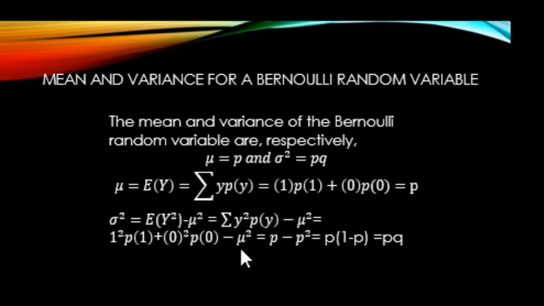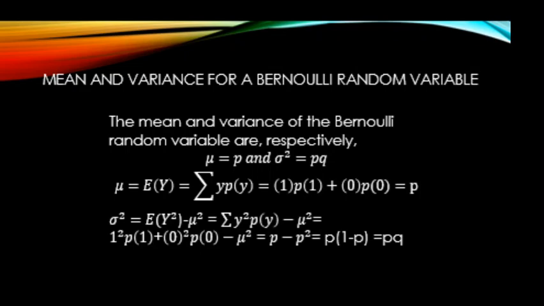Sigma squared, again, we know it's the summation of Y squared times p of Y minus mu squared. If we plug in the values, our Y can take value 0 and 1. The probability is again p and 1 minus p, and mu squared, which we just saw, is p squared. When you subtract that, we get the variance, which is p times q for a Bernoulli trial.